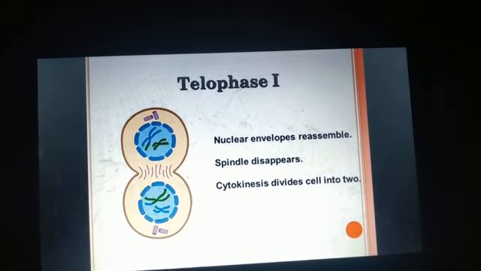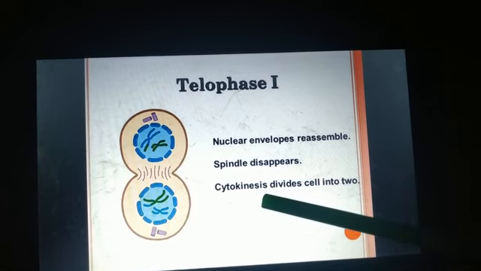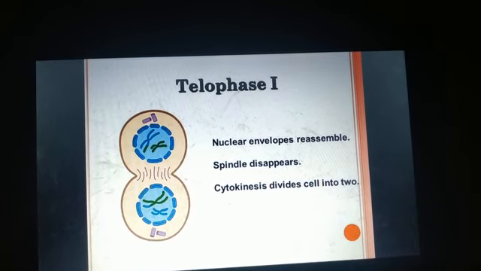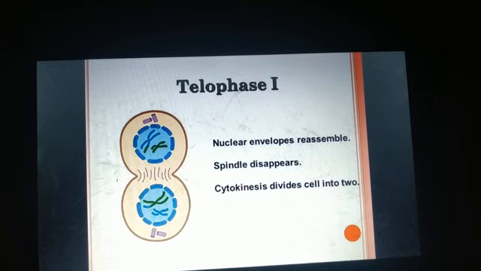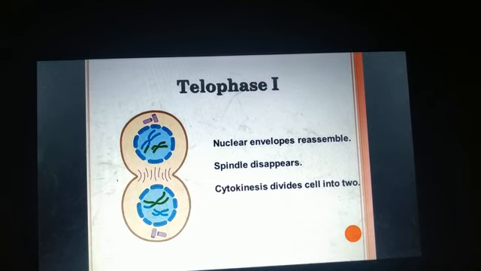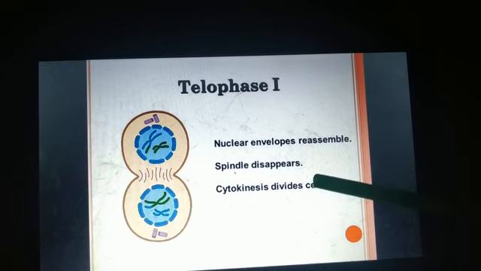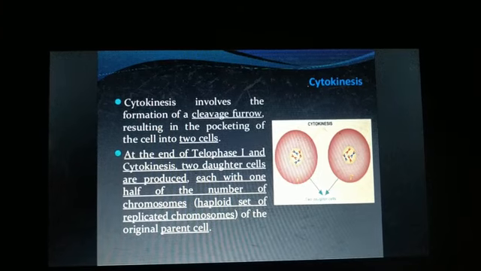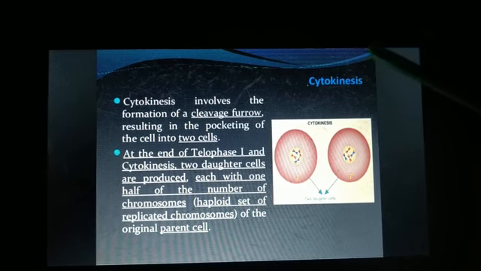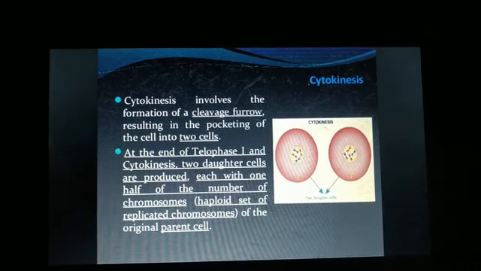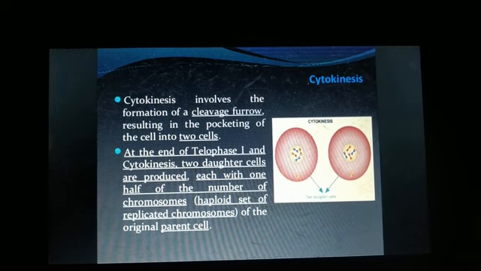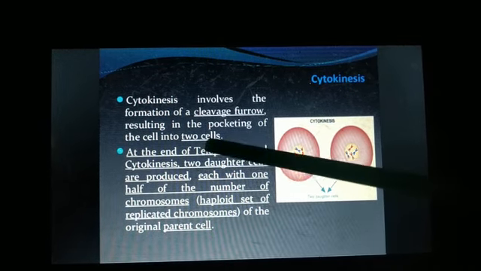After telophase 1, this is followed by cytokinesis, where the cell will divide into two parts. The cytoplasm gets split, and the cell divides to give rise to two daughter cells. Each daughter cell has half the chromosome number that was present in the parent cell. So the daughter cell will be haploid. Cytokinesis occurs in an animal cell by a cleavage furrow, and in a plant cell by forming a cell plate. As a result, we get two daughter cells.